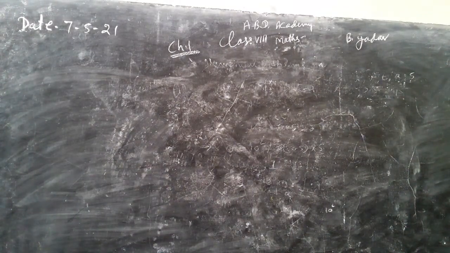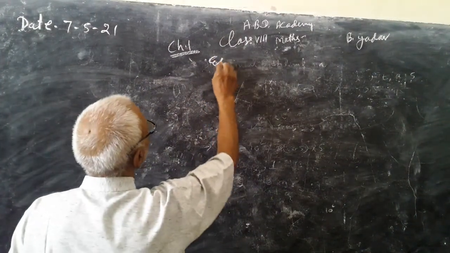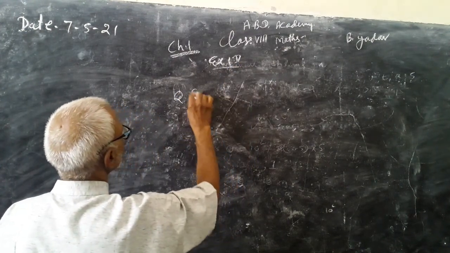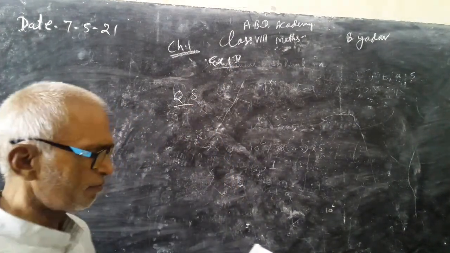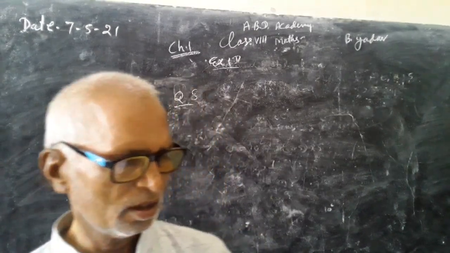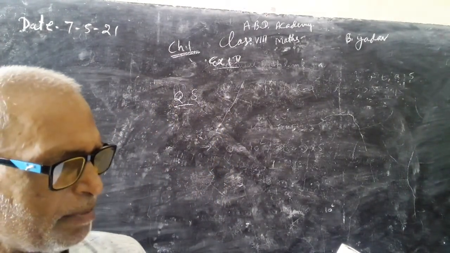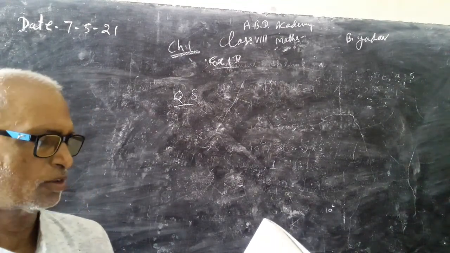Class 8 math, exercise 1D. Question number 8. Two questions are left of this exercise. Name the property of multiplication illustrated by each of the following statements.